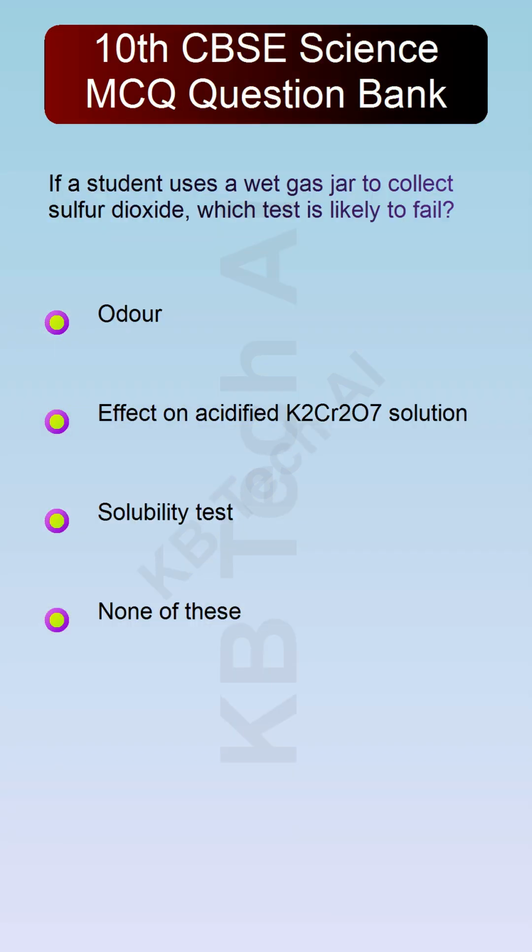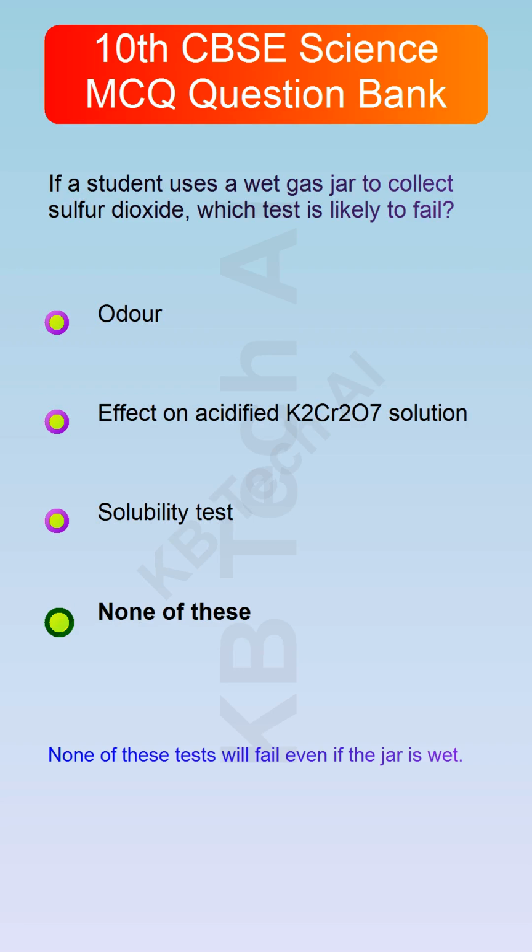If a student uses a wet gas jar to collect sulfur dioxide, which test is likely to fail? Option 1, odor, Option 2, effect on acidified K2Cr2O7 solution, Option 3, solubility test, Option 4, none of these.